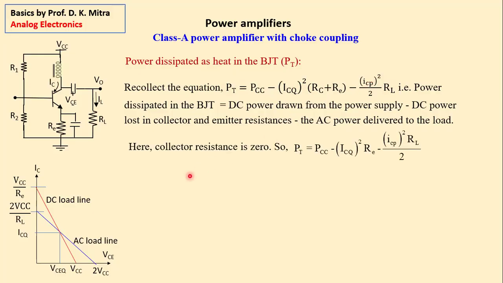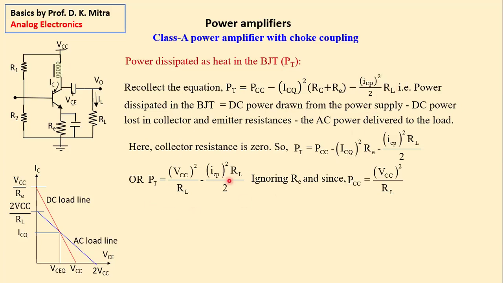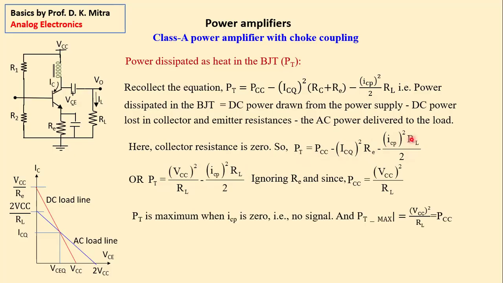Knowing this, here the collector resistance RC is 0. So what is PT? PT is equal to PCC minus ICQ square RE minus the load power. Or PT is equal to the PCC value we just found out in the last page. It was VCC square by RL minus this RE, which we are ignoring, as it is a very, very small power. So PCC is VCC square by RL minus the power delivered to the load, right?